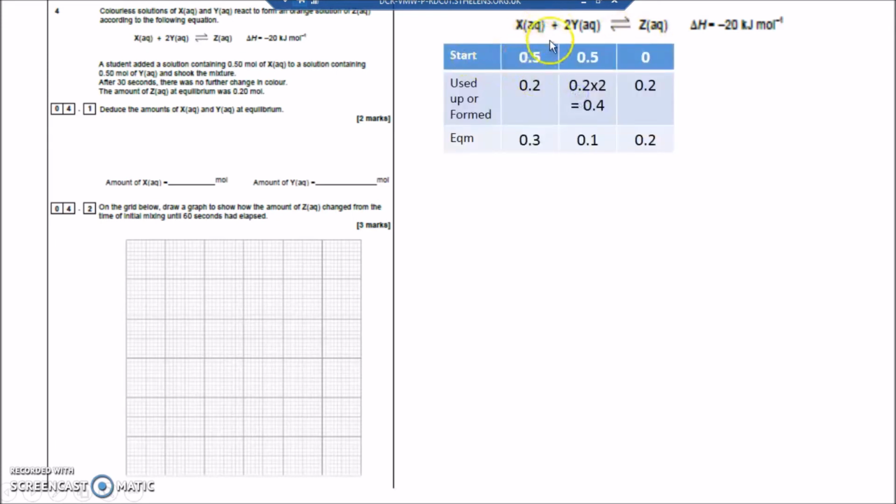Well, you're best setting it out like this. Write the equation out, and underneath each one, underneath X and Y and Z, put the amounts at the start. So there's 0.5 moles of X, 0.5 moles of Y, and no moles of Z yet. Then you mix them, and you work out how much is formed or how much is used up.